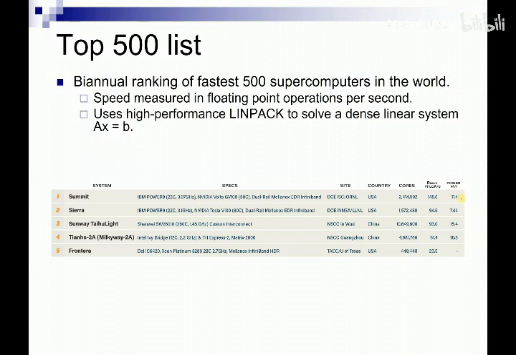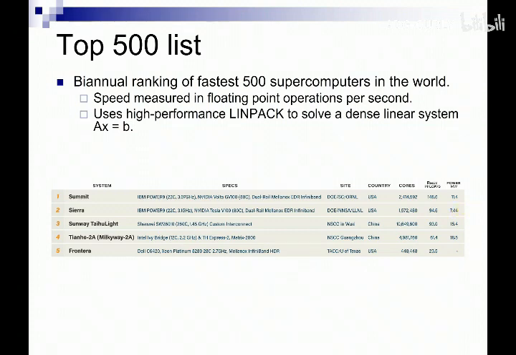Now, the number 2 supercomputer is called Sierra, and this is basically a scaled down version of the Summit computer. The designs of Summit and Sierra are very similar to each other, but Sierra is about 1/3 smaller than Summit. So it has about 1/3 fewer cores, about 1/3 less performance, and uses about 1/3 less power.